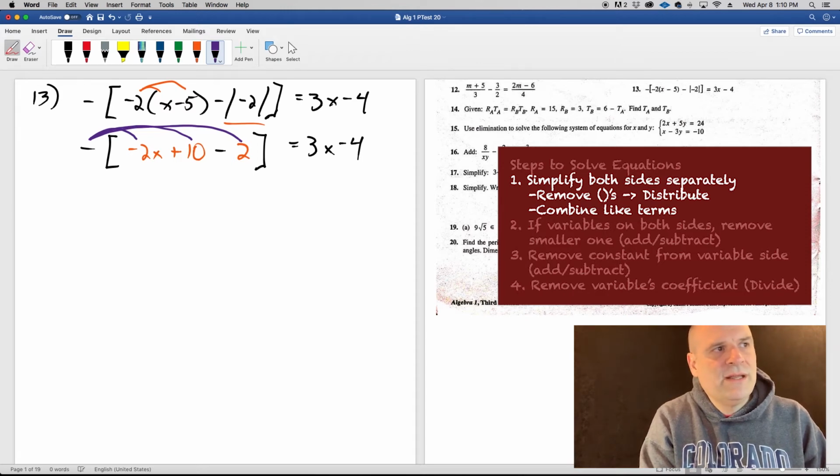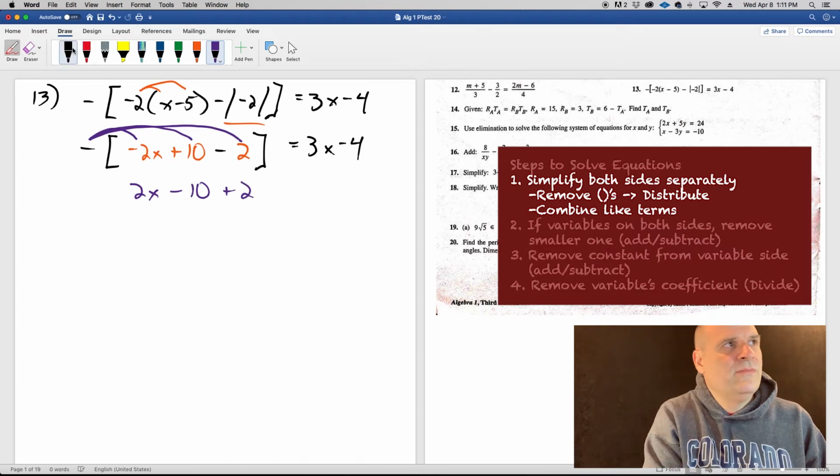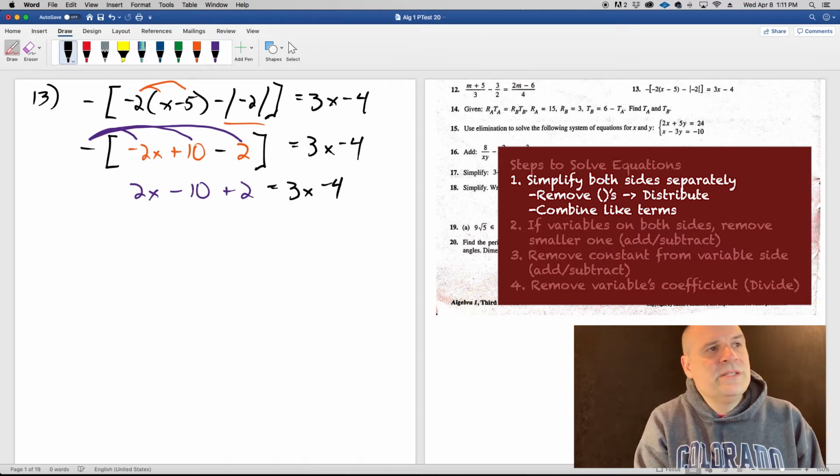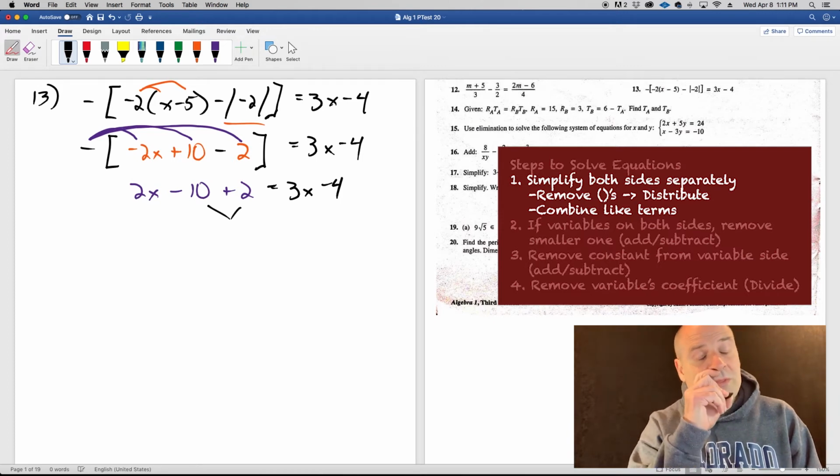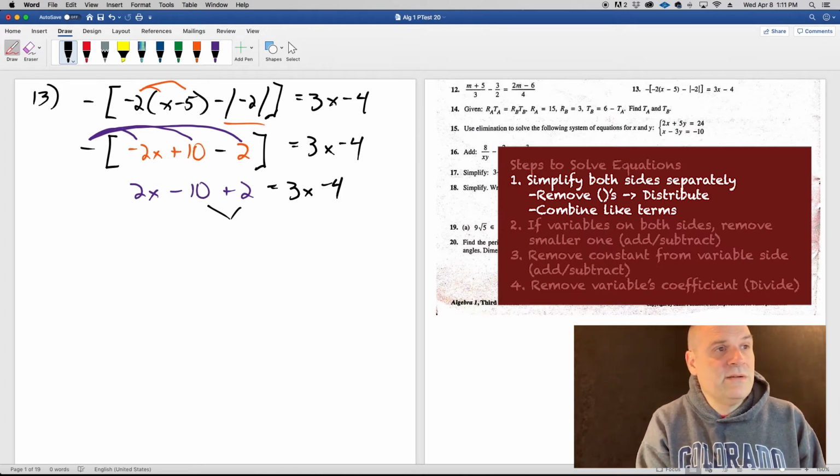So that's negative negative, which is positive 2x. Negative times positive 10 is negative 10. Negative negative makes a positive 2. All right, that all equals 3x minus 4. We still have one more thing to do. We just have to combine these terms. That's the second part of simplifying both sides of the equation. So this is negative 8, because remember, it's a negative 10 plus a positive 2.